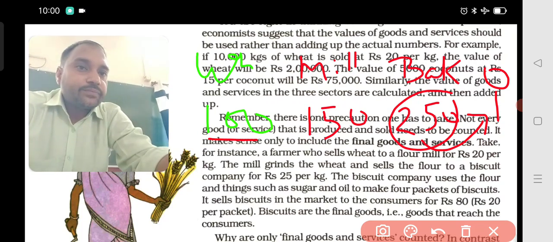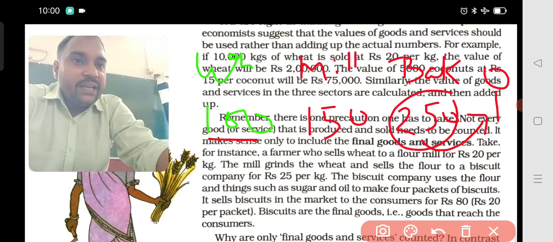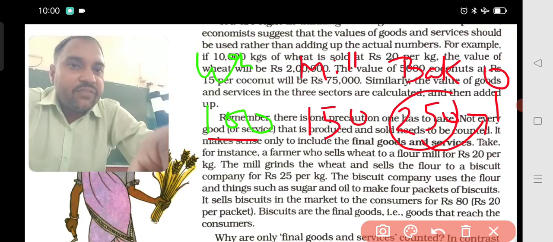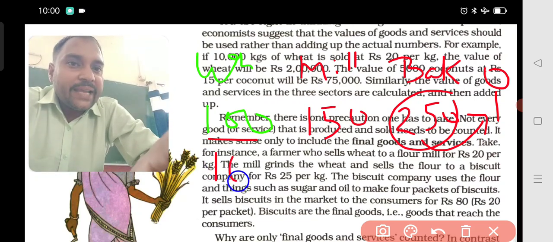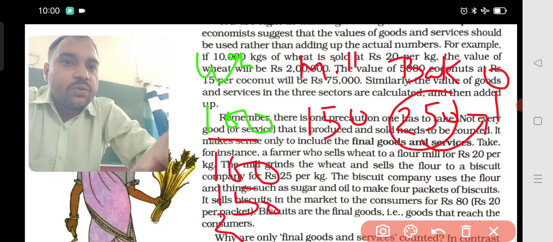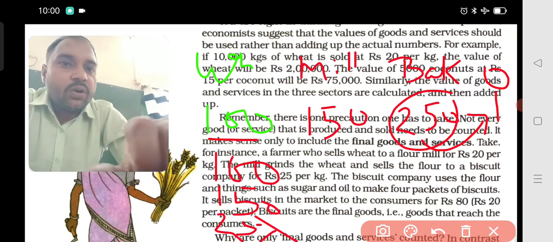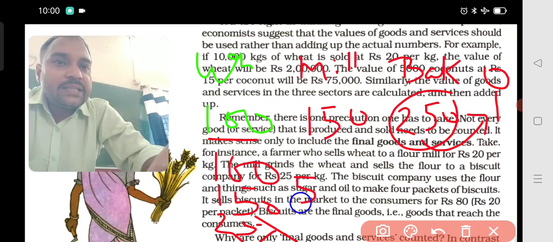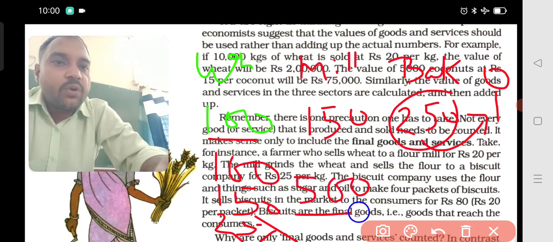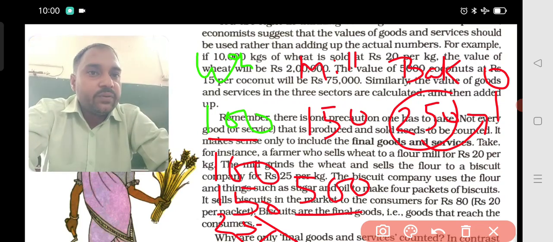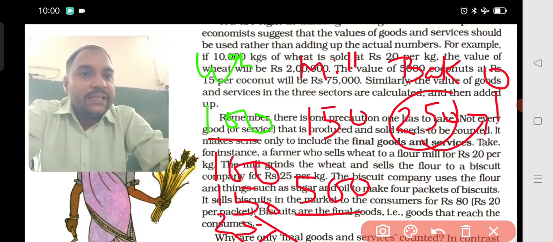Now we have to take the value of the final product. Again take the example: if we add the values, let's suppose I add rupees 100, rupees 150 and rupees 250, it will total around 500. Is the final value of the product sold 500 rupees? The simple answer is no. Then what happened in this case?